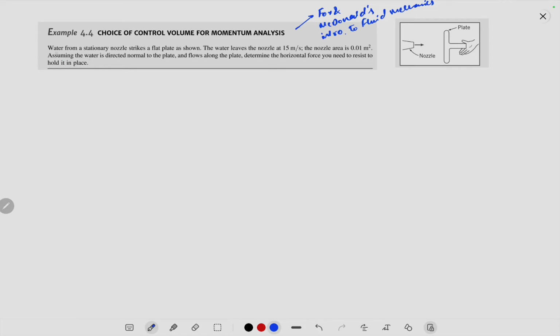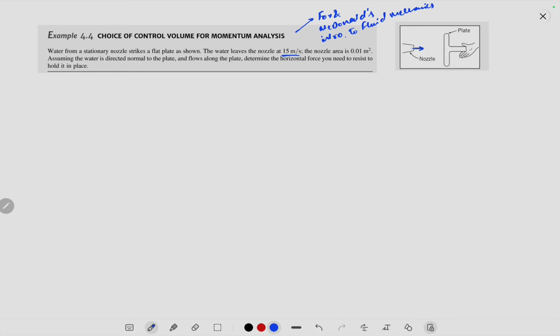It states that water from a stationary nozzle strikes a flat plate as shown. There is a nozzle from which water is exiting, and this nozzle is stationary. The water leaves the nozzle at 15 meters per second. The nozzle area is 0.01 meters square, which is given in the problem. Then, assuming the water is directed normal to the plate and flows along the plate, determine the horizontal force you need to resist to hold it in place.